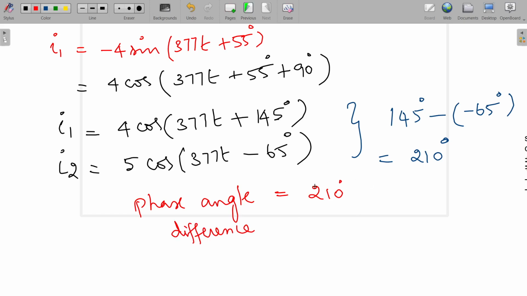This is the answer. And then one more question is asked: which one leads and which one lags? So here I1 has 145 degrees, and I2 has minus 65 degrees. So we say that I1 is leading, so I1 leads I2. That's it. Thank you, hope you have understood.